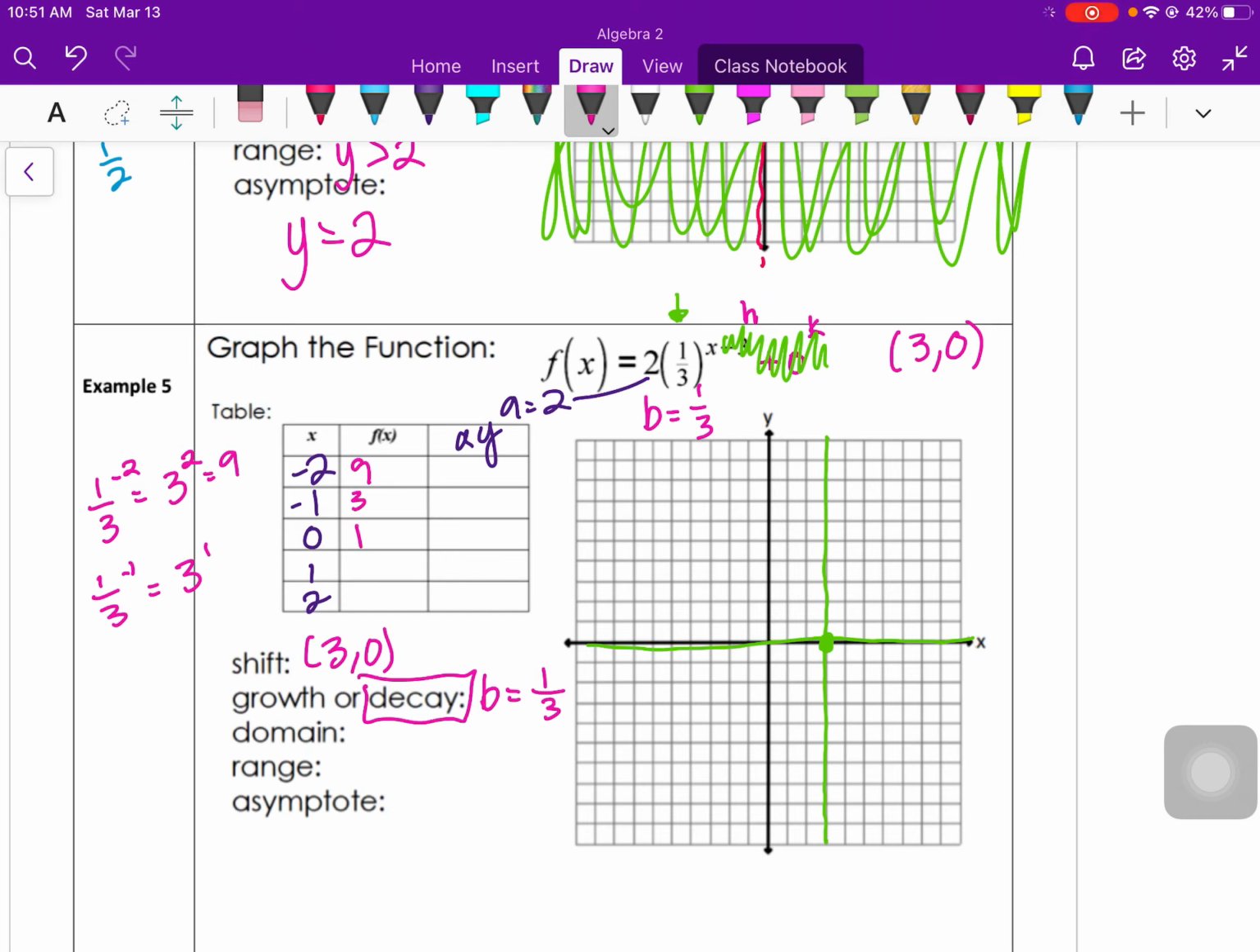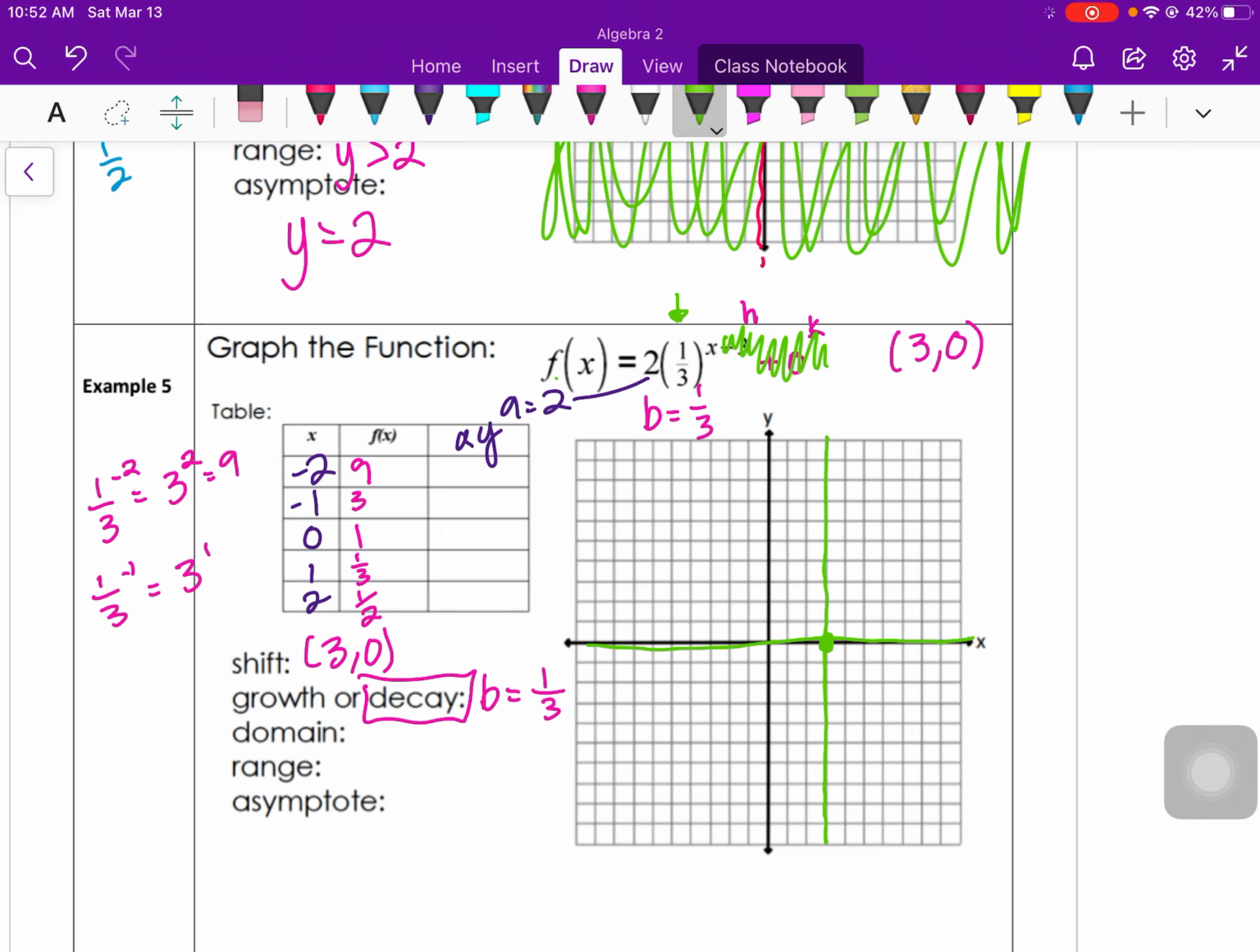Anything raised to the 0 power, I'm going to get 1. And then I get 1/3 raised to the first power. So I get 1/3. Notice again, smaller, smaller, smaller, smaller. And I have 1/3 squared. So I end up with 1/9.